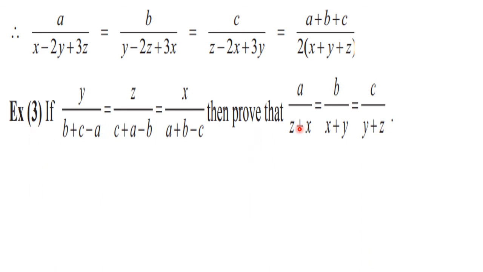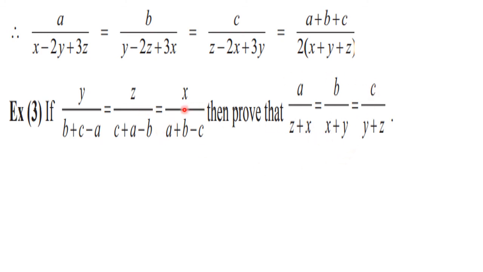Example number 3, which is again a little bit different. See, if y upon b plus c minus a is equal to z upon c plus a minus b is equal to x upon a plus b minus c, then prove that a upon z plus x is equal to b upon x plus y is equal to c upon y plus z. Okay. So these are the original ratios given to us. And this we want to prove.